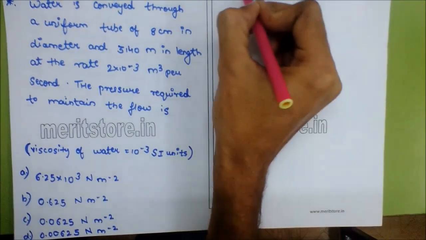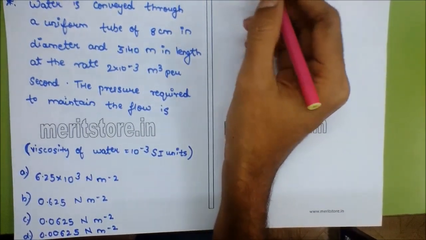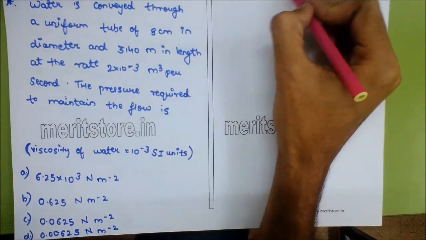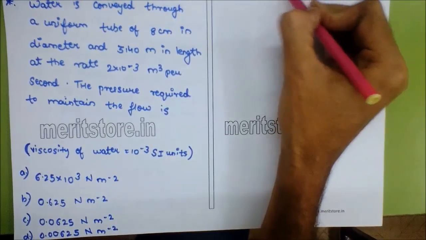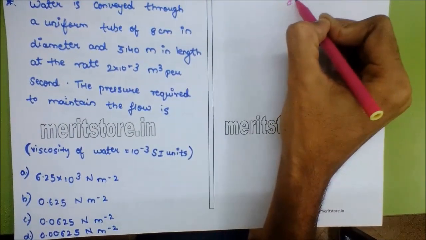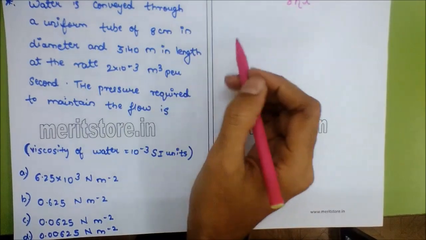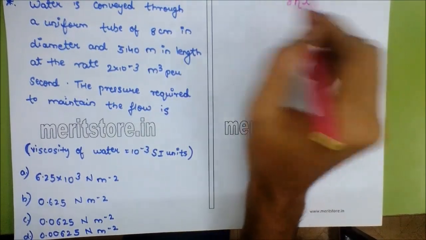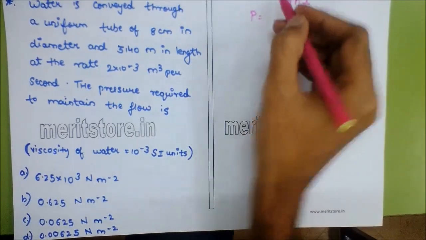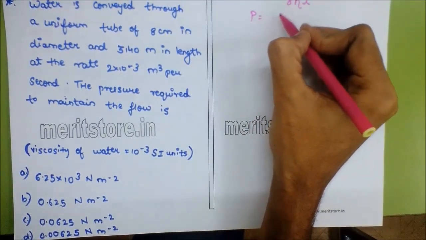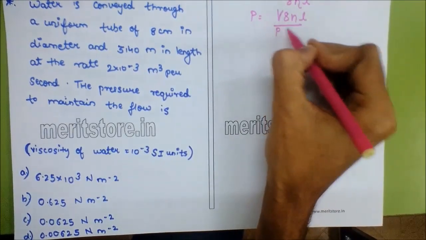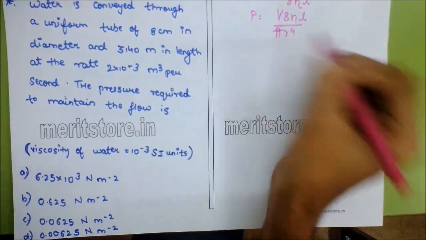Okay, so basically here we'll use Poiseuille's formula. Poiseuille's formula gives you the rate of flow of volume, which is given to be V equals pi P r raised to 4 upon 8 eta l. Each of the symbols has a different meaning. So if we rearrange this, we can find the pressure. Then the formula goes out to be P equals V 8 eta l upon pi r raised to 4.